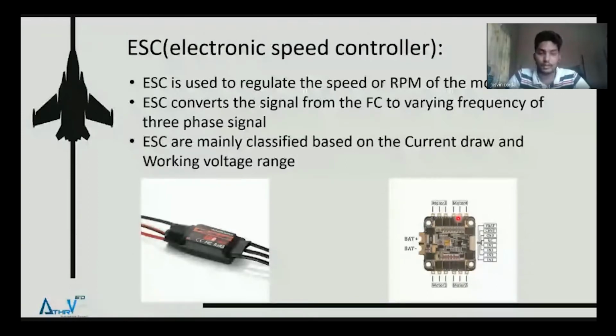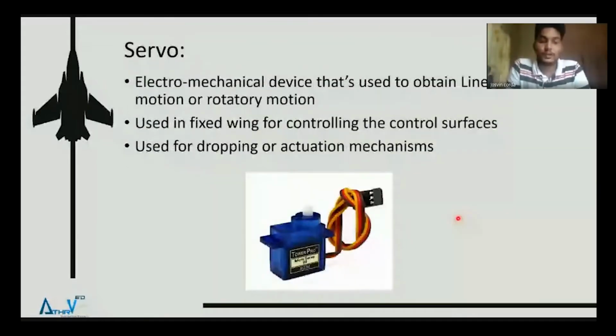Servo. This is mainly used in fixed wings for controlling the control surfaces. So a servo is basically an electromechanical device that is used to obtain linear motion, that is to-and-fro motion, and rotary motion. Linear motion is obtained by attaching a link to the arm of the servo, and when it rotates, it gives linear motion. If you want rotary motion, it depends on how you connect it: if you connect the control surface directly to the arm, you will get rotary motion. If you control it by a link, you will get linear motion.